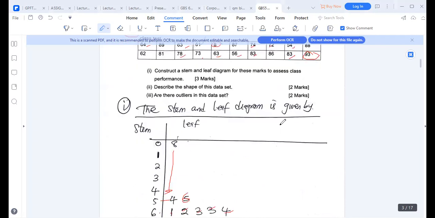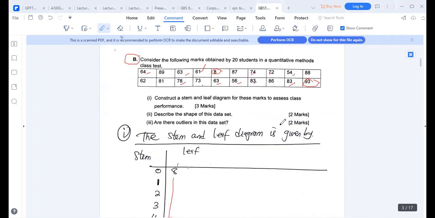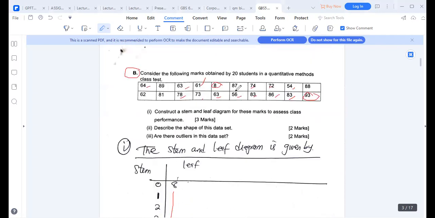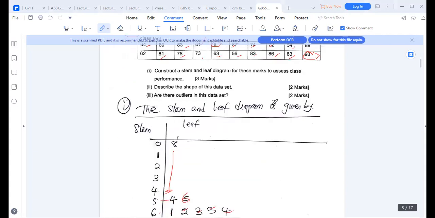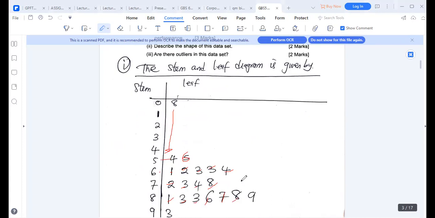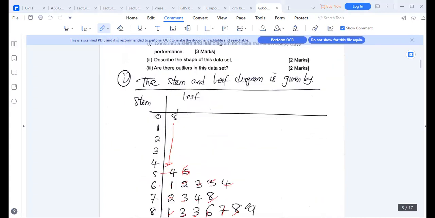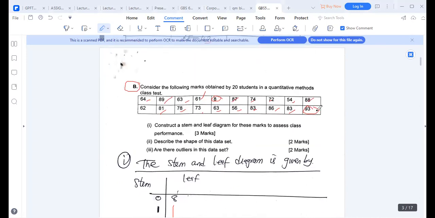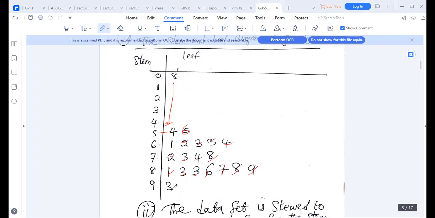And then, of course, we have 86, which is here. Then we have the other one, 87. So 87 is here. We have 88, then 89. Then also we have 93. So 93 is this one.